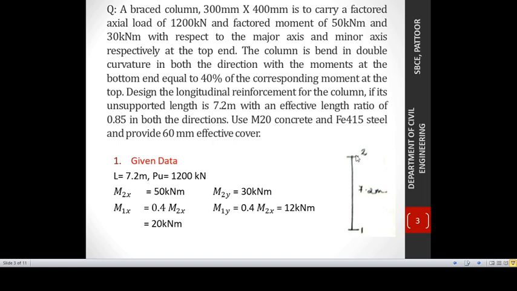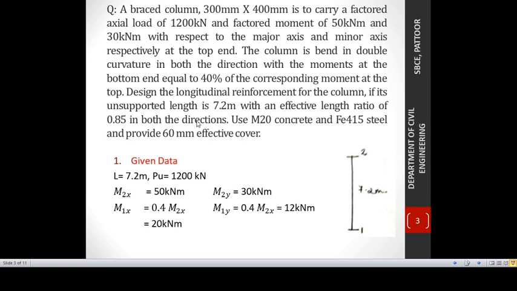We know at the top end Mx is 50 and My is 30. Correspondingly, at the bottom end, the corresponding moment will be 40% of that available at the top end. That is given in the question. And it is asked to design the longitudinal reinforcement for the column if its unsupported length is 7.2 meters. The unsupported length is usually denoted as L. So L is given as 7.2 meters with an effective length ratio of 0.85 in both directions.